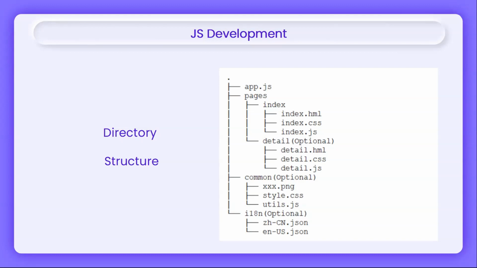Now the third folder is the common folder, in which you store all of your static assets, all of your images, and components which you will build.